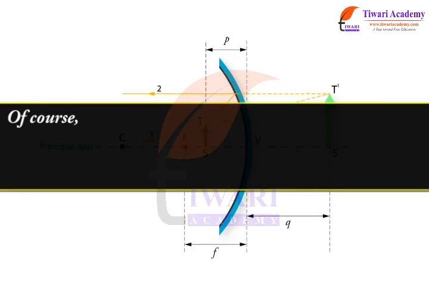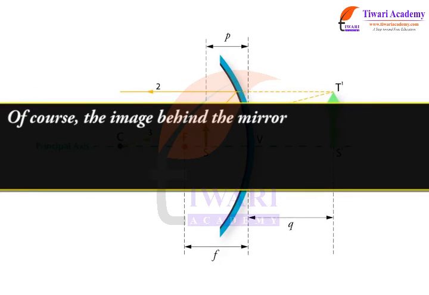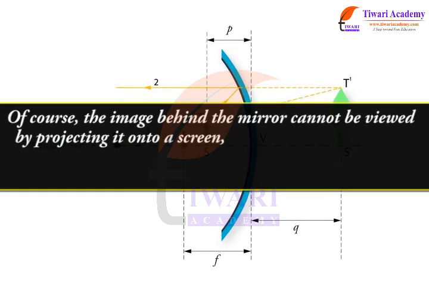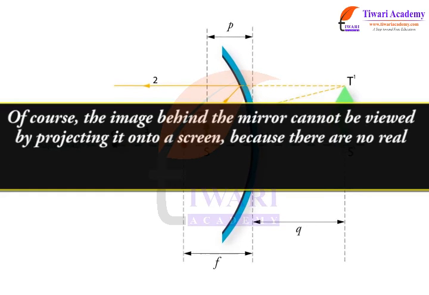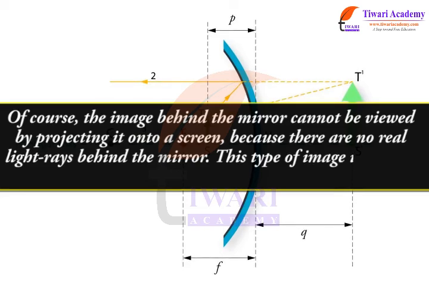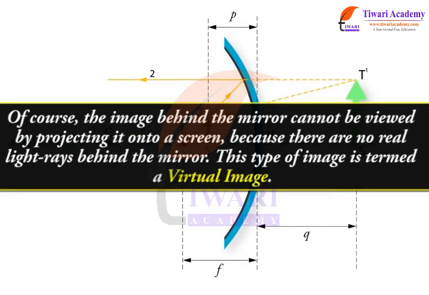Of course, the image behind the mirror cannot be viewed by projecting it onto a screen because there are no real light rays behind the mirror. This type of image is termed a virtual image.